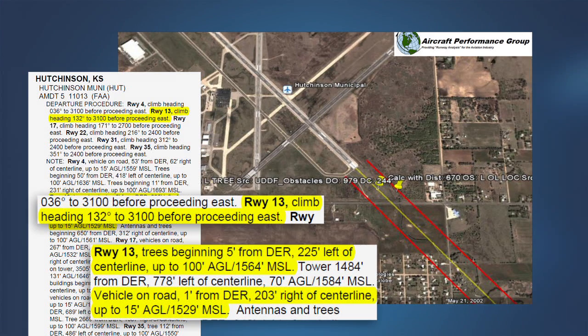Here you will see a list of obstacle notes. These obstacles are tall enough that they would normally require a higher than standard climb gradient. To avoid publishing needlessly excessive climb gradients for obstacles with a height of 200 feet or less above the runway, the FAA publishes notes about these obstacles on IFR departure procedures. These notes are intended to advise the pilot of close-in obstacles so they are aware of them and can take the necessary actions to avoid them on takeoff.